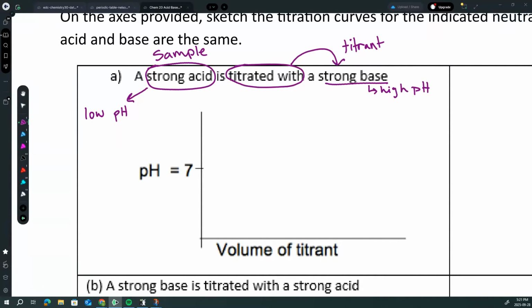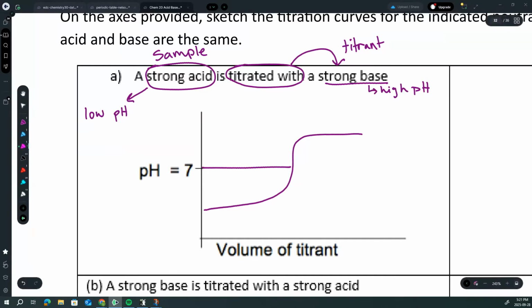Okay. So essentially what that's going to look like is like so, and I've tried to line it up so that my endpoint happens right at a pH of 7 there. So the reason why I wanted the steepest part to end up at a pH of 7 is because that's where my endpoint would be. So maybe I'll get rid of that. Just draw a dotted line.